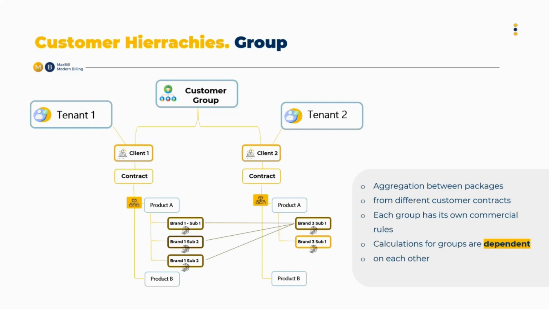The system first calculates individual package results. Then it aggregates values across the group. Group-level commercial rules are applied, and, if required, results are distributed back to individual contracts according to predefined allocation logic. So product-level logic remains independent, but group-level calculations can be dependent when shared thresholds apply. This structure allows you to manage complex multi-entity agreements without duplicating commercial logic manually.